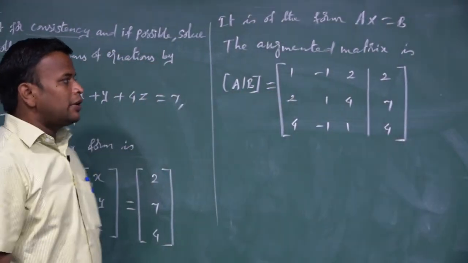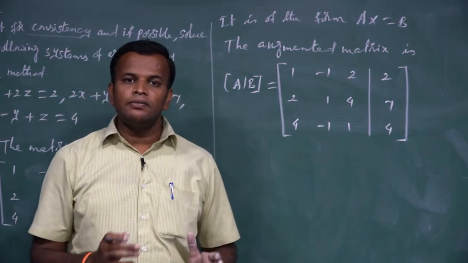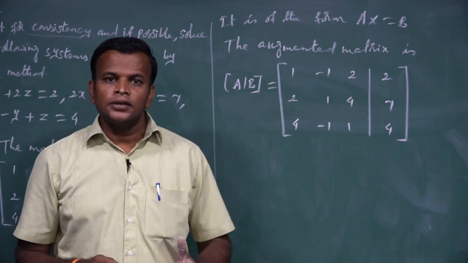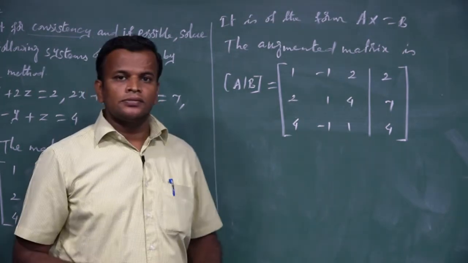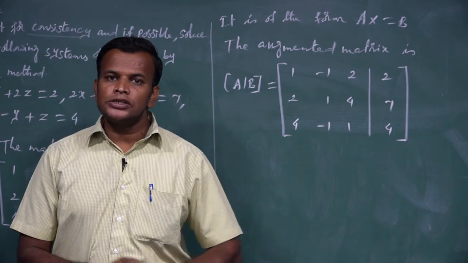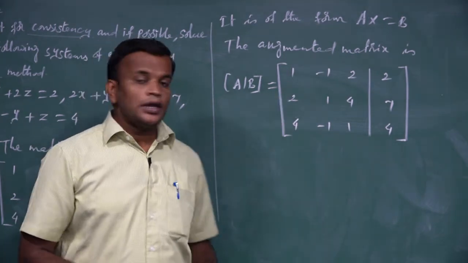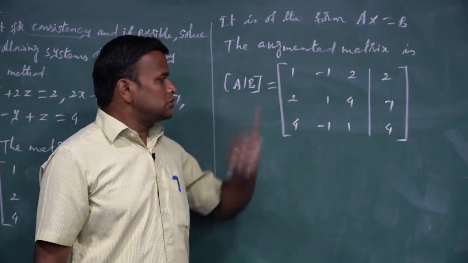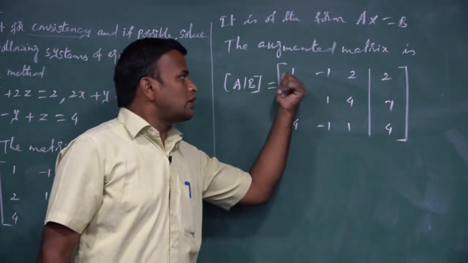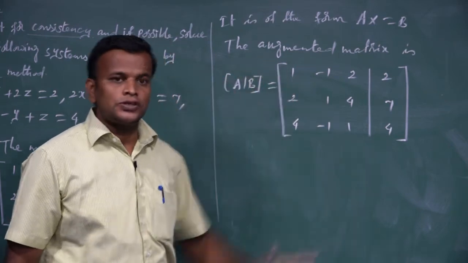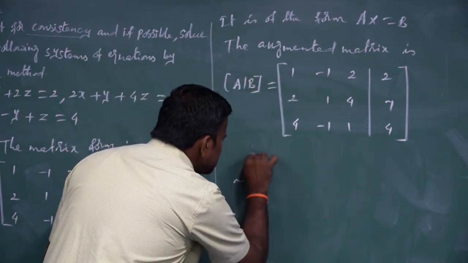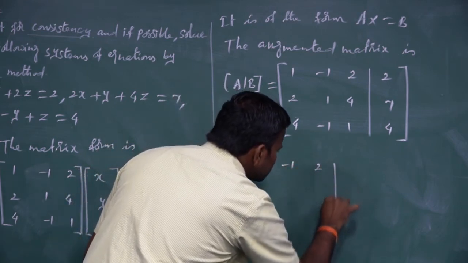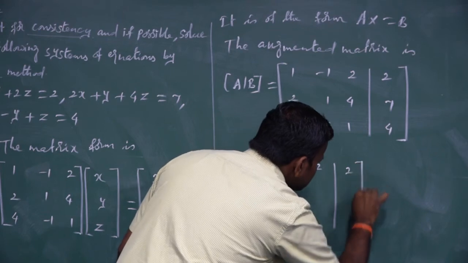It is the augmented matrix. After we write the augmented matrix, we do the same work. The next step is to find the rank of this augmented matrix. We need to convert the matrix to echelon form. The first row, first column element is no problem, it is already 1, so don't change the first row. We write the first row as it is: 1, minus 1, 2 and 2.